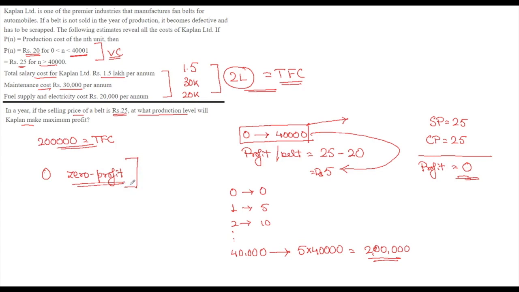So be it any number of production which is greater than or equal to 40,000, the value of profits is equal to 0. So among the options we see that all 40,000, 50,000 and 60,000 would lead us to a zero profit scenario. Thus, all of the above options stand true and the answer for this question is option D.